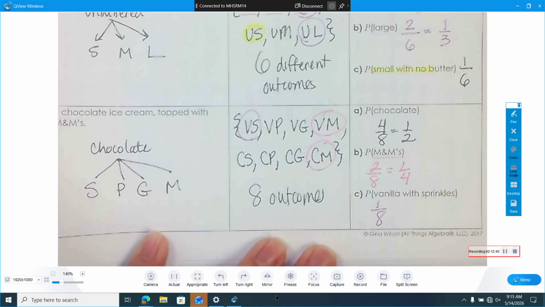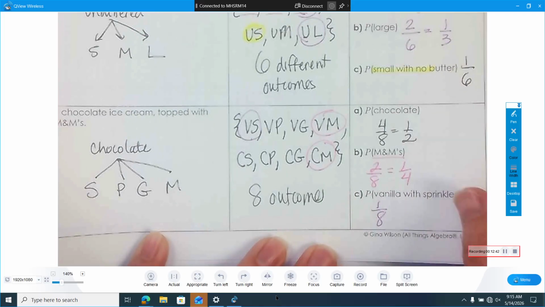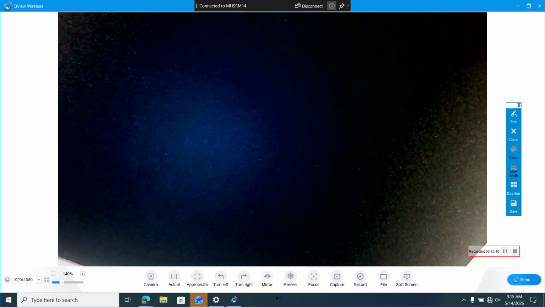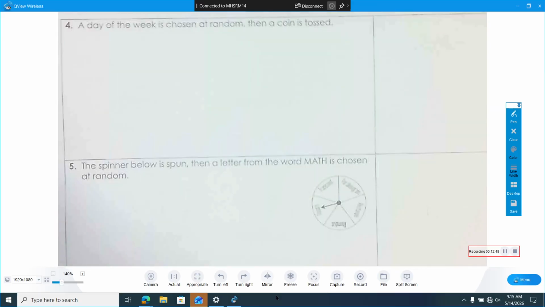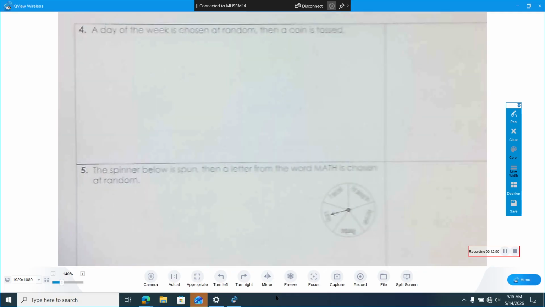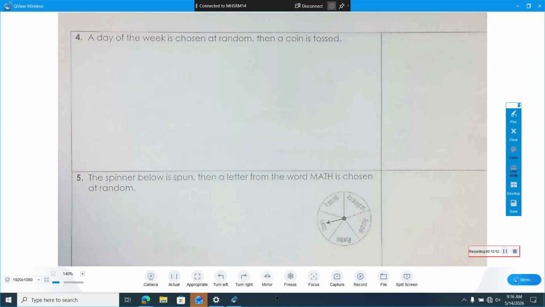Very good. How are you feeling with this? Really good? Okay, your job right now is to turn the page and complete 4, 5, and 6. And I have 3 more for you to do on the worksheet.